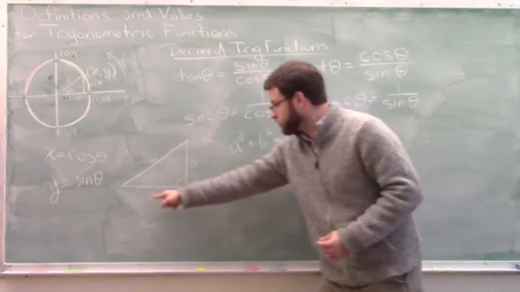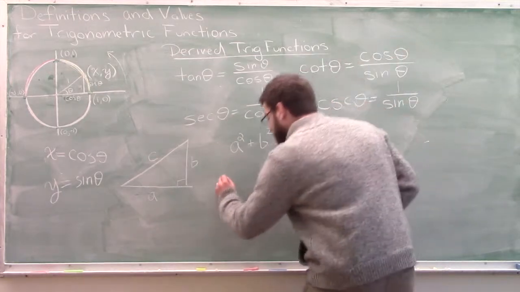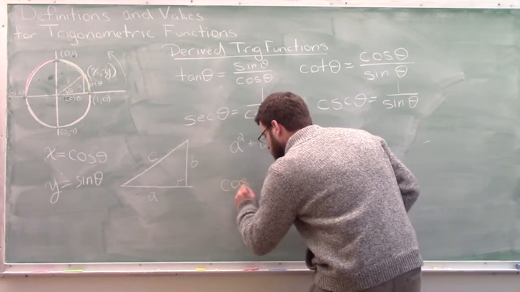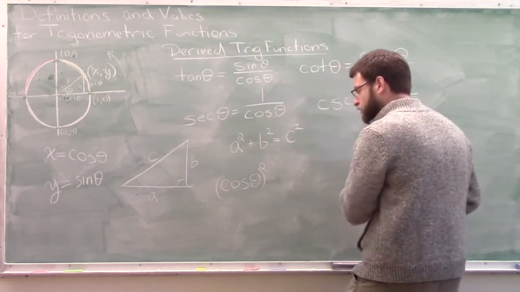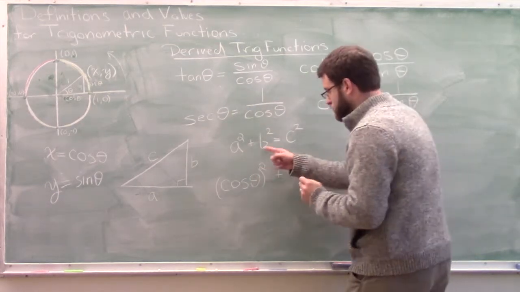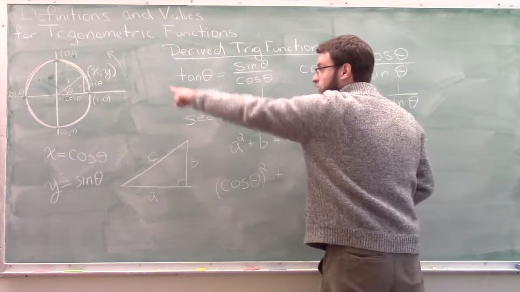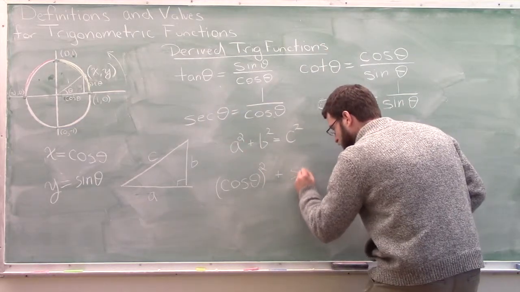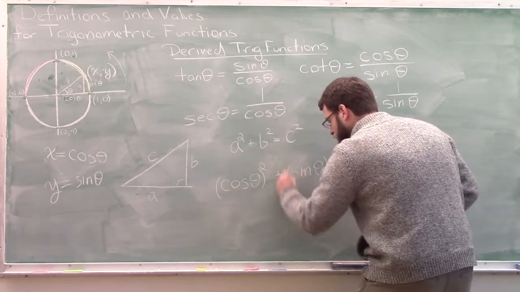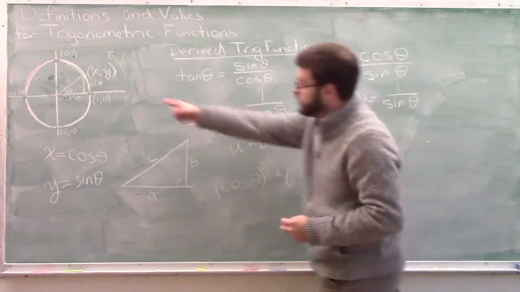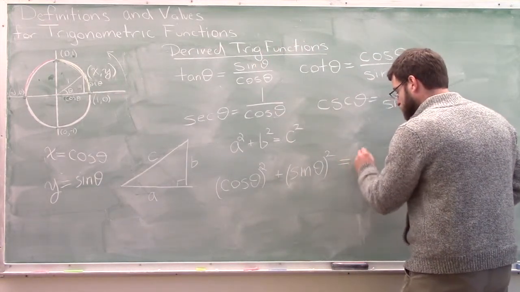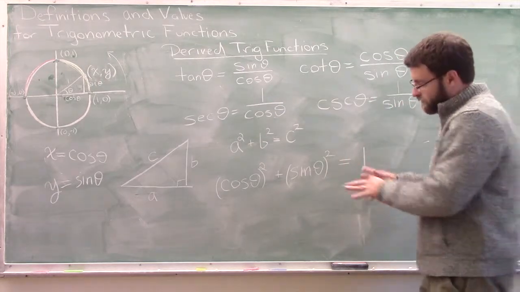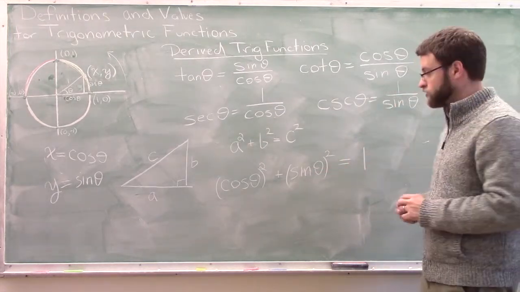Okay? So the bottom leg here is the cosine function. We have cosine, say, of theta squared, plus this b, that's our vertical leg, and that is sine. So we get sine of theta squared. And the c, when we are thinking about the unit circle, that c is length 1, so 1 squared is 1. This is the first Pythagorean identity for the trig functions.